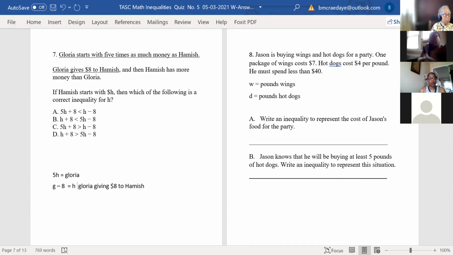Now, Hamish starts with H. After Gloria gives this $8 to Hamish, Hamish has more money. That means greater than what Gloria has, right? Okay. Now, where do you see the 5H? You see it every place, right? But where do you see the 5H minus 8?